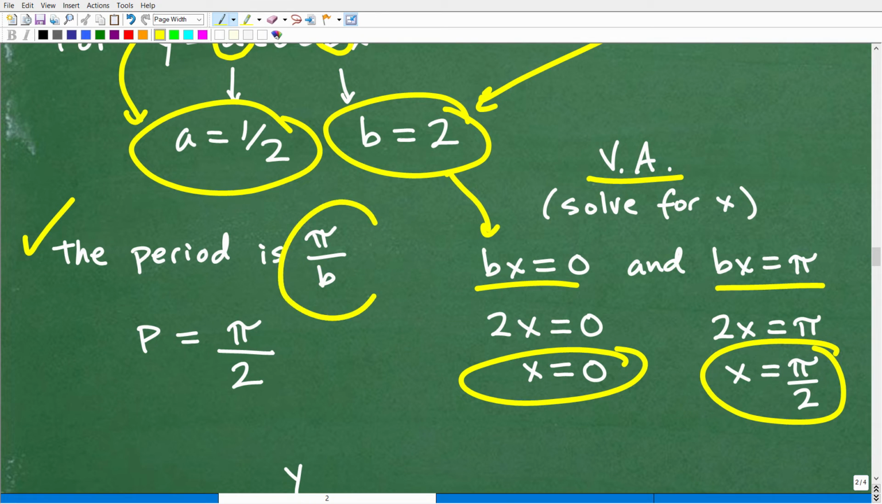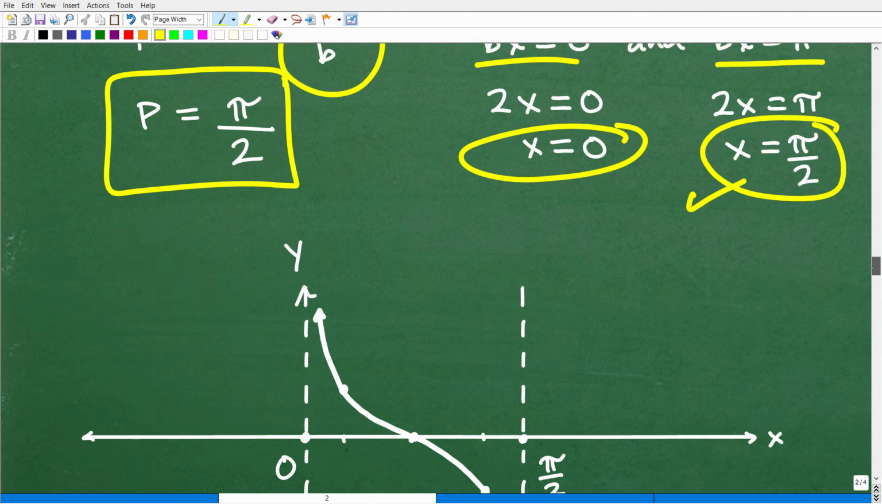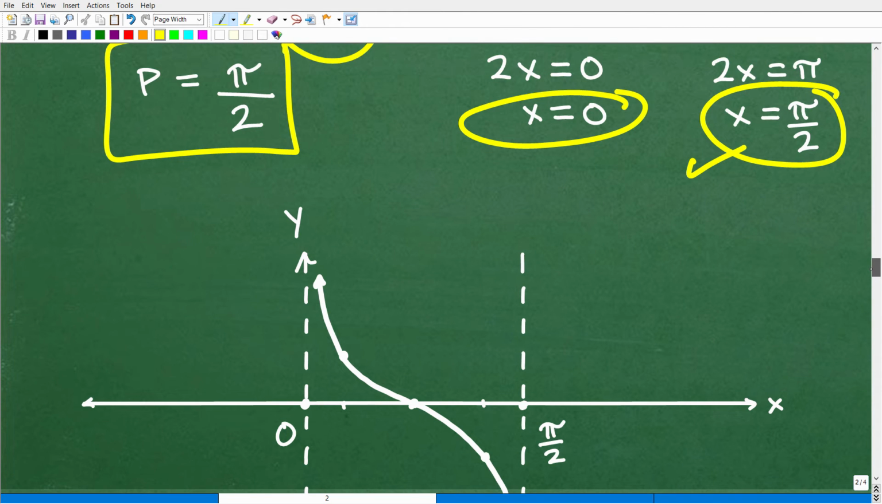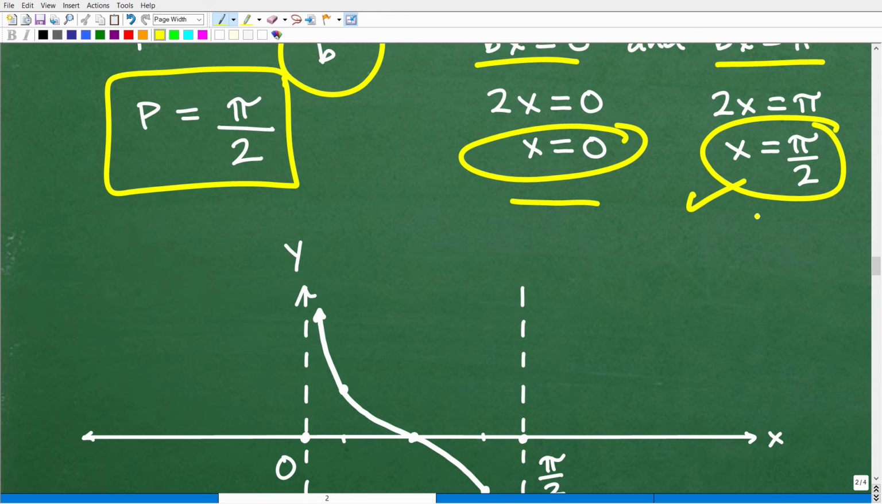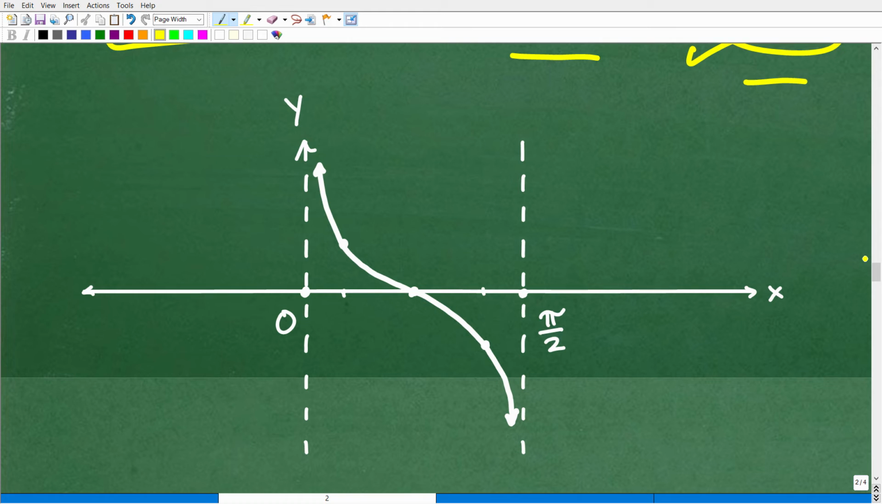Okay, and the period is pi over b for cotangent. So b is 2, so the period is pi over 2. And that kind of makes sense too, because our vertical asymptote over here is pi over 2. Okay, so what do we need to do? Well, we need to go ahead and sketch our vertical asymptotes. So we have these two asymptotes here: x is equal to 0, which is the y-axis, and x is equal to pi over 2. Okay, so here is just kind of a real basic graph, and even if you figured this part out, that's excellent. But what we want to do is be a little more precise.